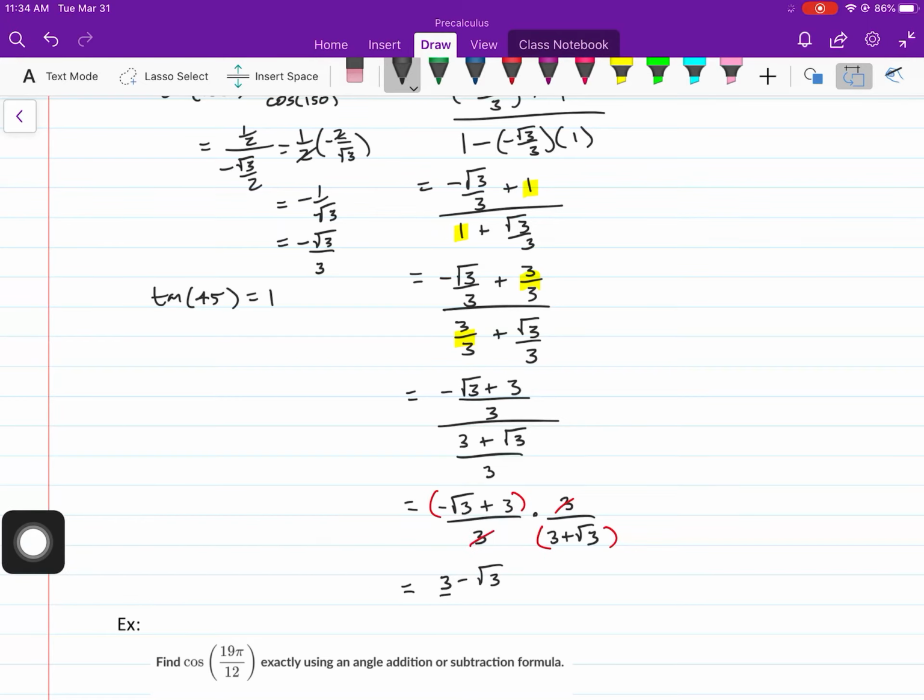All I did was rearrange the negative square root of 3 and the 3, over the 3 plus the square root of 3 on the bottom. And that's the exact answer that you would see in Khan.